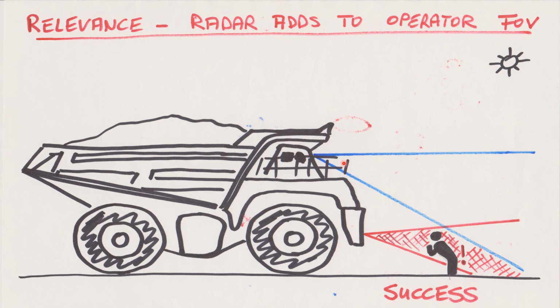First example: in blue, there is the human eyesight, the operator field of view. In red, it is what the radar sees. Here we see that the person is invisible to the human eye field of view, but visible to the radar. Success.